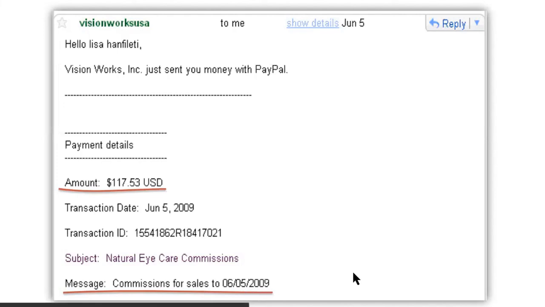Is it a big amount? No, it's not. It's not earth-shattering. But again, I'm just trying to show you proof of concept. This is how it works.